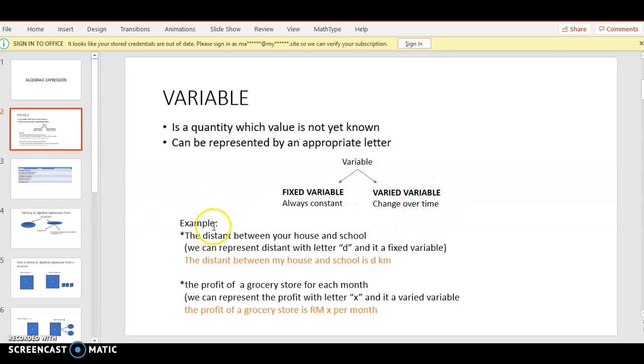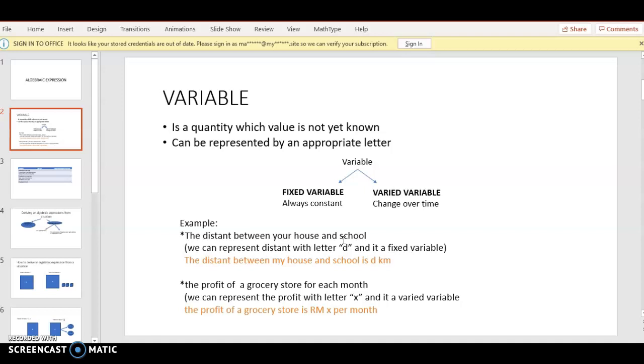Now we look at the examples. The distance between your house and school is one example of a fixed variable. Why? Because we know that the distance from your house to the school is always the same. Maybe you know the distance, and you say, I know the distance, sir, it is 20 kilometers. For another day the distance is always the same, 20 kilometers, it will not change.